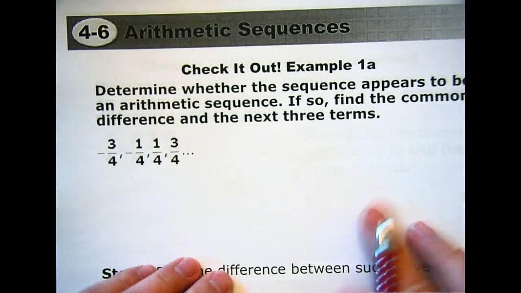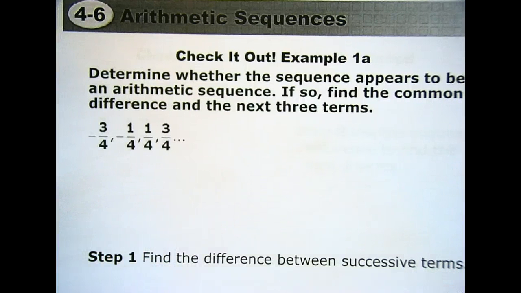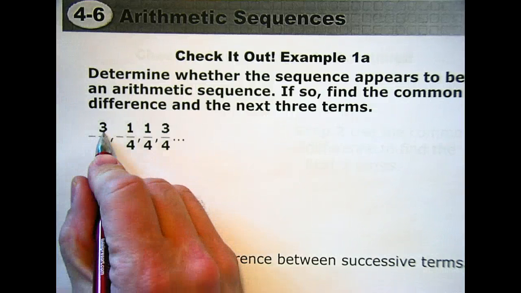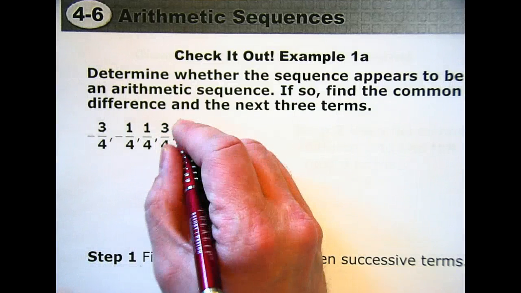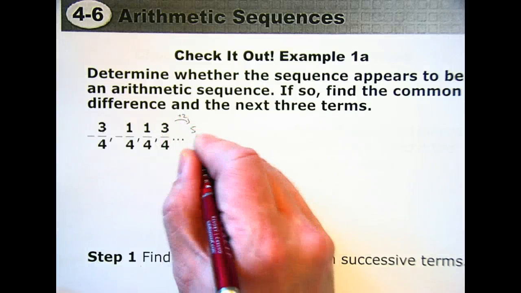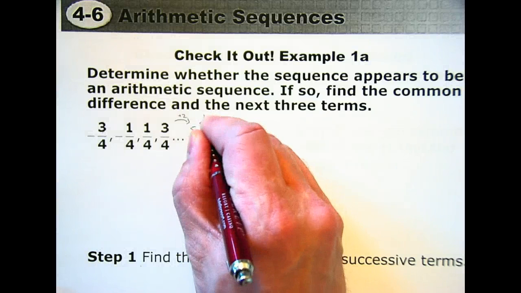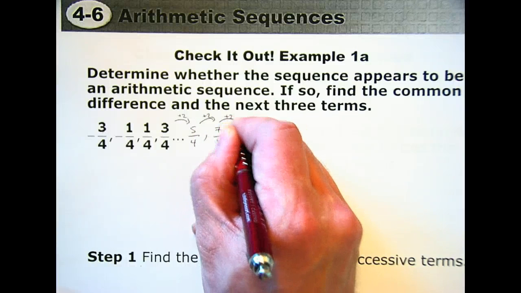Okay. Let's try this one. Fractions, man. Don't get scared. Well, is it an arithmetic sequence? Yay or nay? Kind of tougher with the fraction. Hey, the denominator doesn't change though, right? Makes it easier. What are you adding to the top every time? Two? You add two to get from negative 3 to negative 1? Yes. Two from negative 1 to 1? Yes. Two from 1 to 3? Yes. So I could add 2 here to get 5 over 4, add 2 more to get 7 over 4, and 2 more to get 9 over 4.